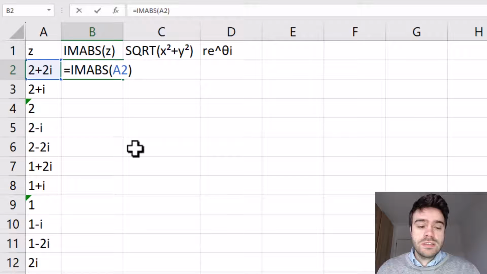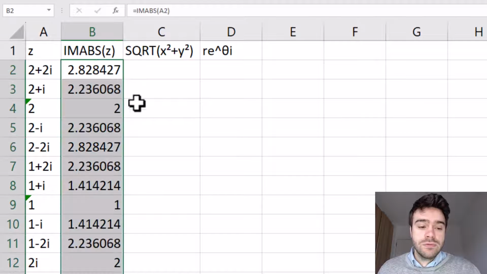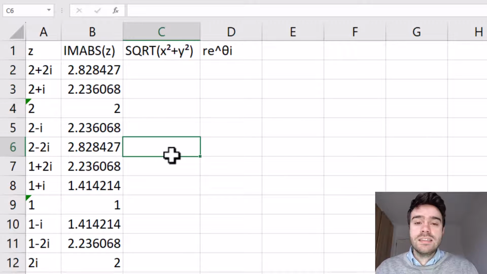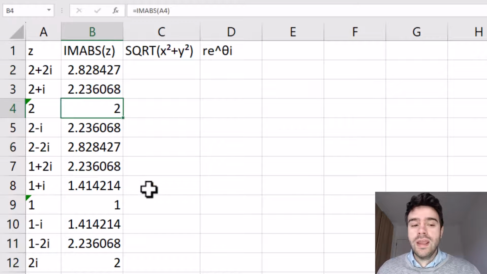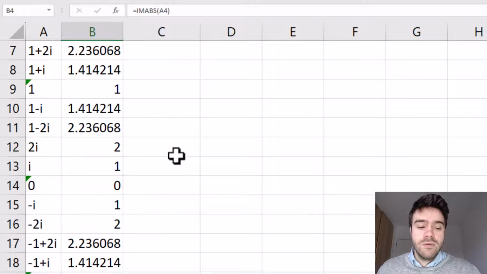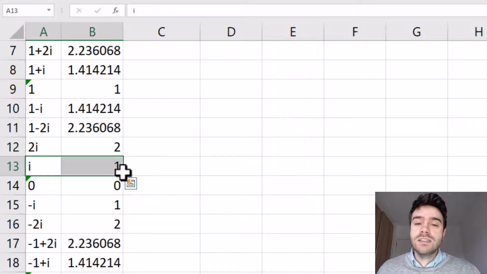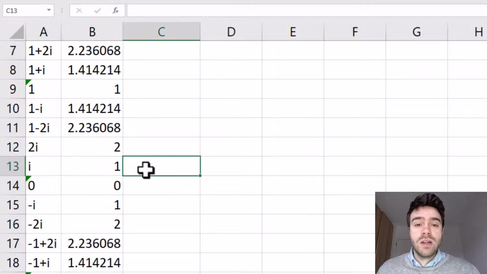Okay, I close the parentheses, I press enter, and I pull this downwards. And so what we are getting is the distance from our complex point to the center. And you can see for some of these points we get nice and clear results, such as 2 is 2 away from the center. That's obvious. One thing you can see here as well is i is 1 away from the center. That's right, because i is just 1 unit above the center on the y-axis.